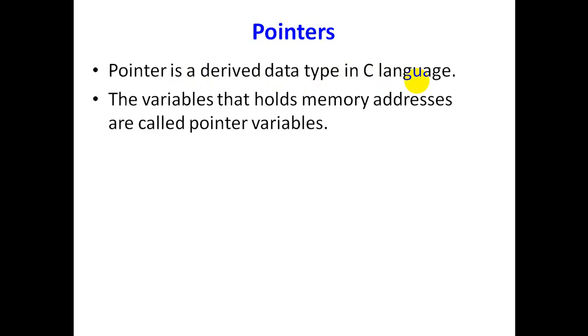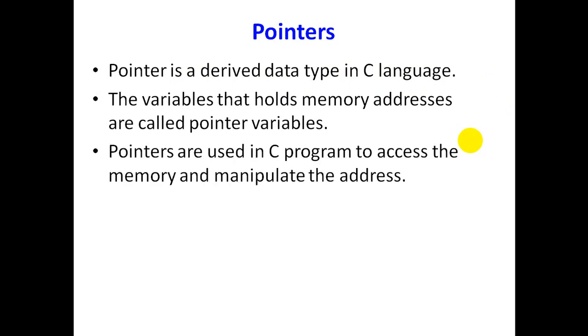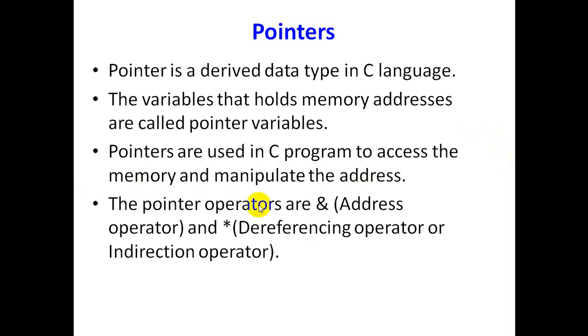Next, a pointer is a variable which will hold the address of another variable. A pointer is a variable that will hold a memory address of another variable. Pointers are used in C programs to access the memory and manipulate the address. In pointers we have two operators, one is ampersand, another one is asterisk. Ampersand is called the address operator, asterisk is called the indirection operator or dereferencing operator.